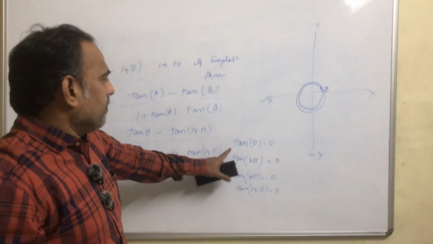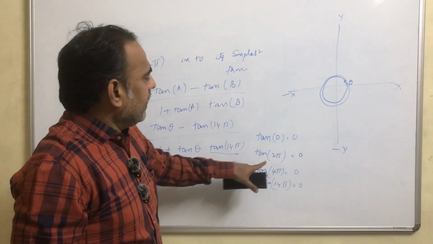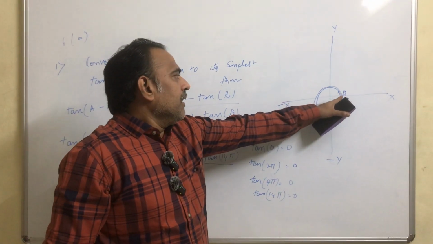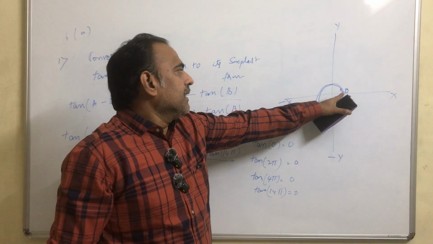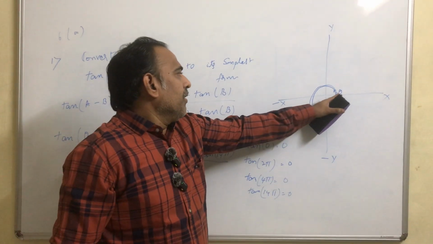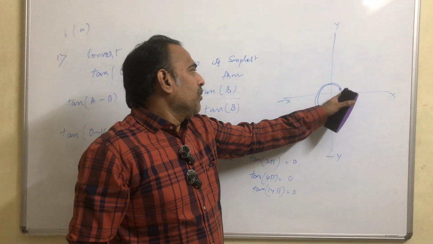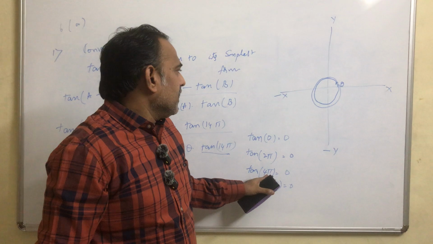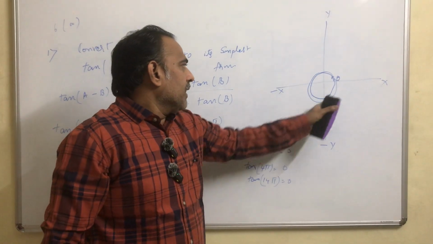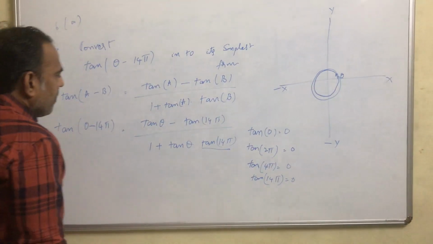Again, I will explain this one. We know that tan 0 equal to 0, right? If we make one rotation, then it makes an angle 360 degrees. So tan 2 pi equal to 0. If we make one more rotation, that means we make two rotations, so that is 4 pi. Tan 4 pi equal to 0. If we make 7 rotations, that means tan 14 pi equal to 0.